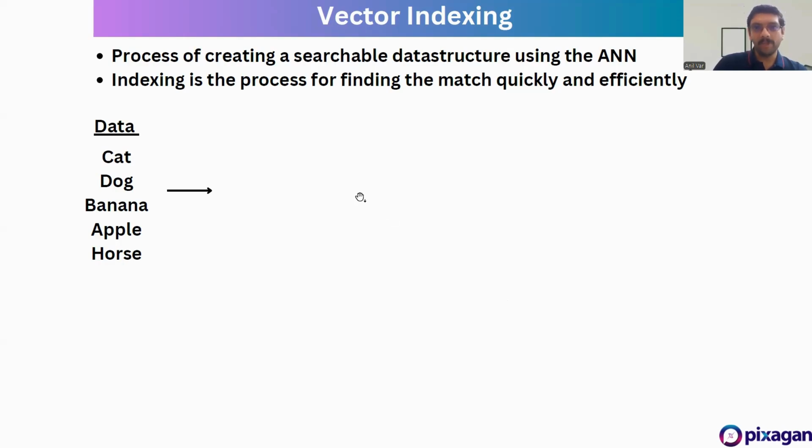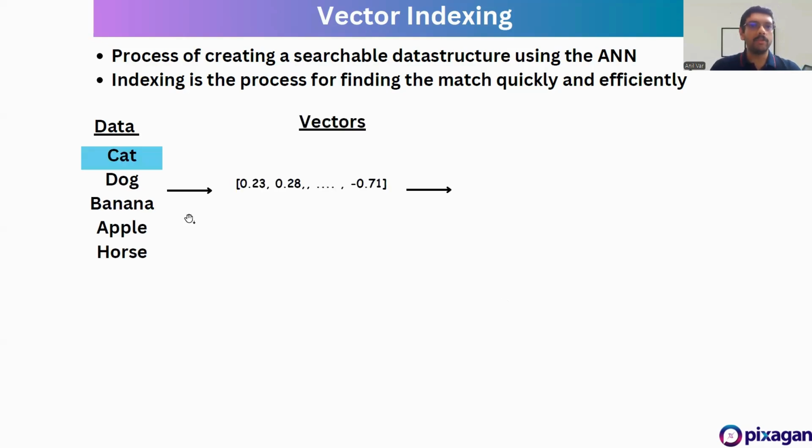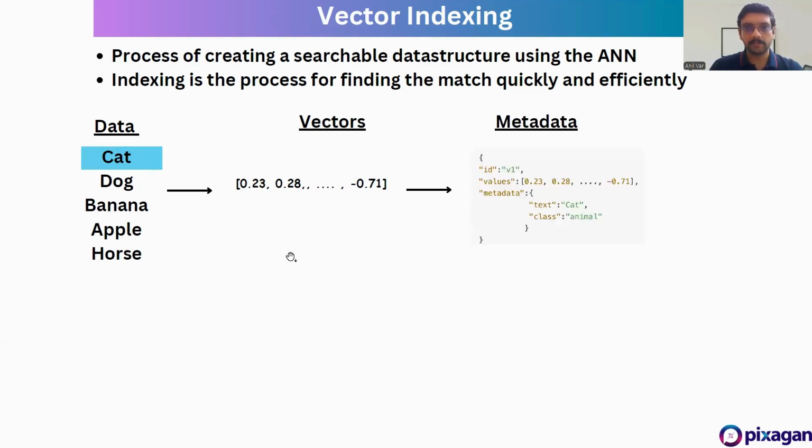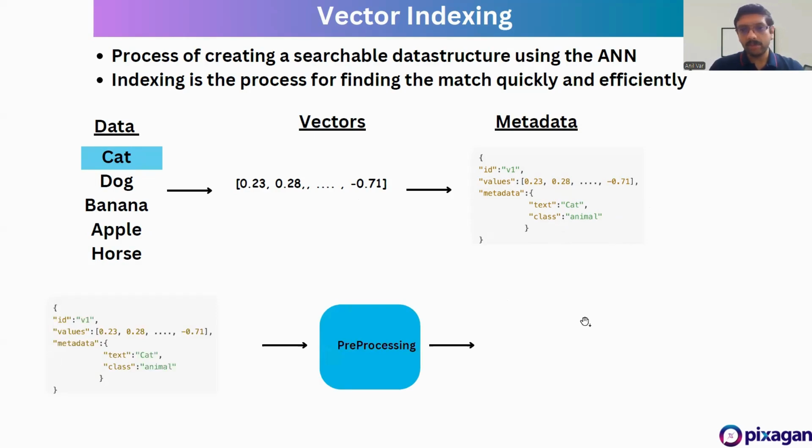An example of how that would work: you've got all this data, you want to feed it to the database. For each of them, you create the vector. I've shown it for cat, but you do it for all of them. Once you do that, you can add not just the vector, but some metadata. You can say the text is cat, and I want to say what class it is, so it's animal, and so on. You do that for each of these data points, and then you pass that into the vector database.